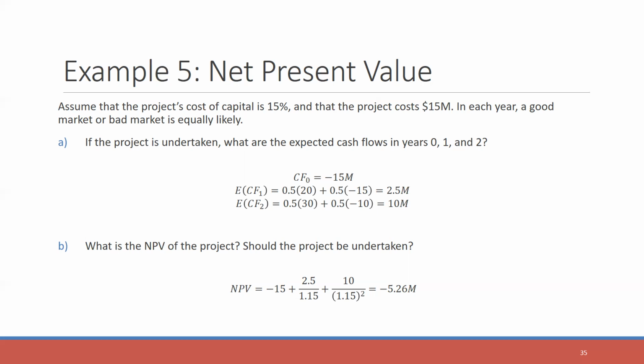So I'm going to discount my expected future cash flow for year 1 by 1 plus R, 1.15, plus 10 divided by 1.15 to the power of 2. Same concept. 10M is my expected cash flow for year 2. 1.15, we agree, is my discount rate, and I'm raising it to the power of 2 because I'm looking 2 years into the future. When I sum up my cash flows at time 0, and my expected cash flows for years 1 and 2, what do I find?